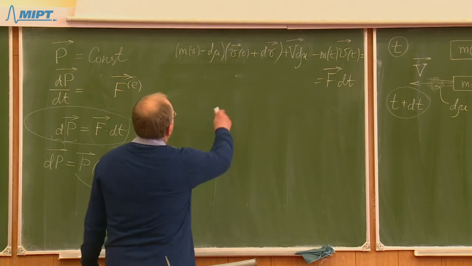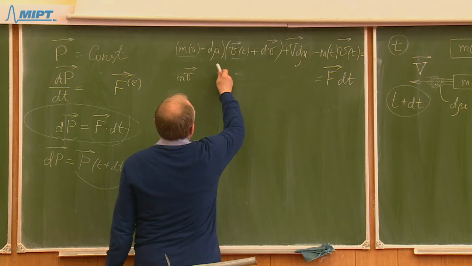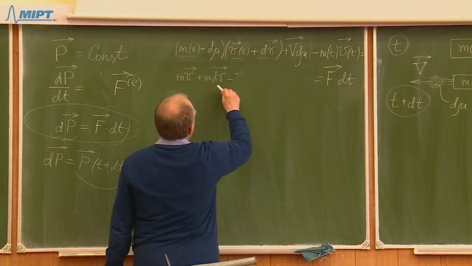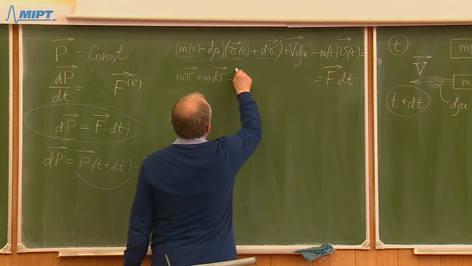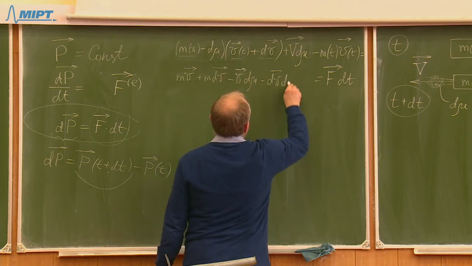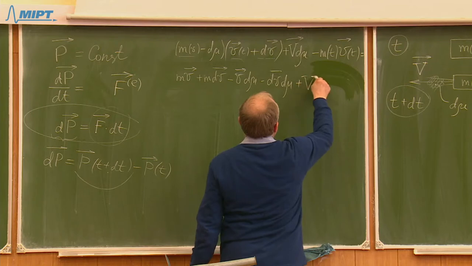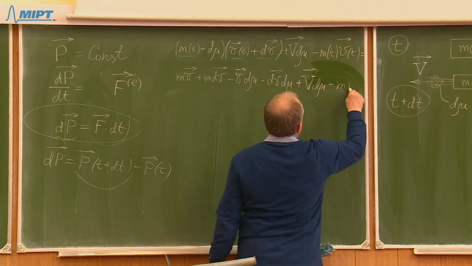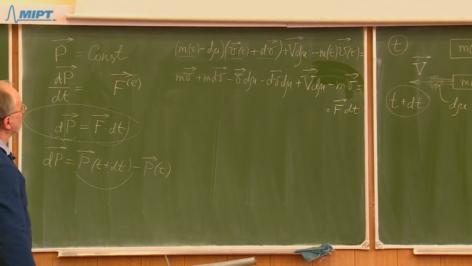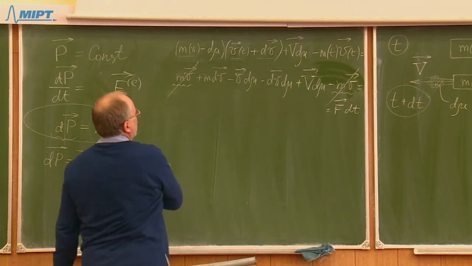Okay, let's continue. That will be m times v plus m times dv minus v times d mu minus dv d mu plus capital V d mu minus m v. All is equal to F dt. First of all, we see that this mv term will cancel with this term, plus mv minus mv.